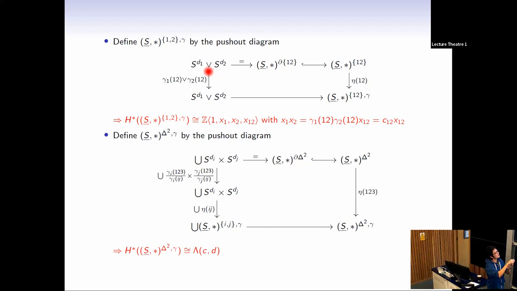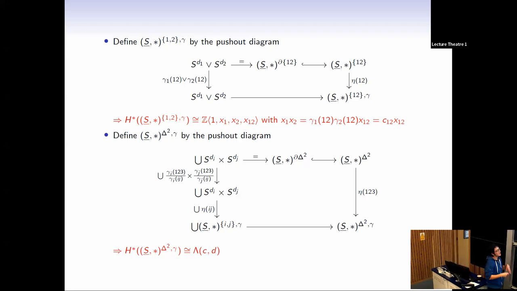At the same time, you want to apply degree maps determined by the gamma on each sphere of the wedge. And then we take the pushout and call this pushout space S comma point upper {1,2} gamma. Then you can check that the cohomology of this new space is spanned by 1, x1, x2, and x1 x2 will equal C sub {1,2} x1, x2.